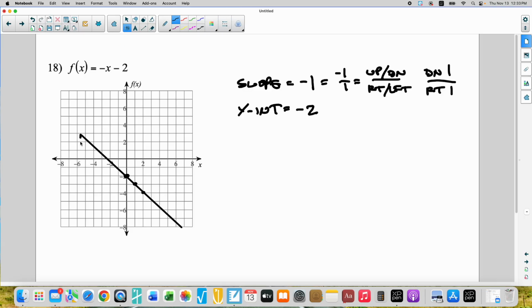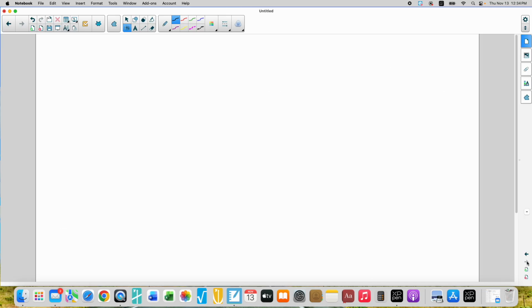We draw arrows. We're going to label our points. That first point is going to be 0, -2. My next point is going to be, that's a bad -2. That looked like a 3. This is going to be 1, -3. And this last point is going to be 2, -4. Those are my points. I've graphed it. That looks good. And that's it.